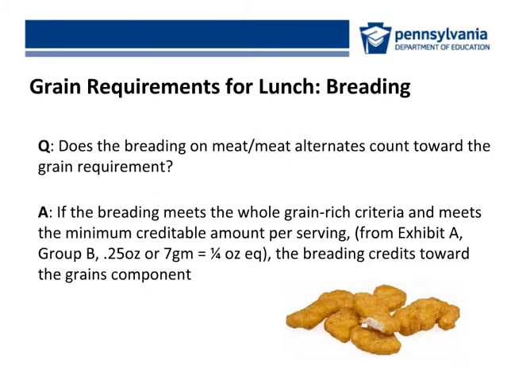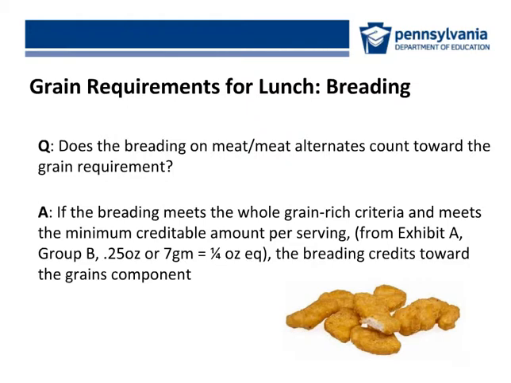So let's look at a question that we have been asked. Does the breading on meat or meat alternates count toward the grain requirement? The answer is yes, if the breading meets the whole grain rich criteria and also meets the minimum creditable amount per serving. And for breading, which falls in group B, that would have to be at least 1/4 ounce equivalent. So in this case, the breading would credit toward the grains component.